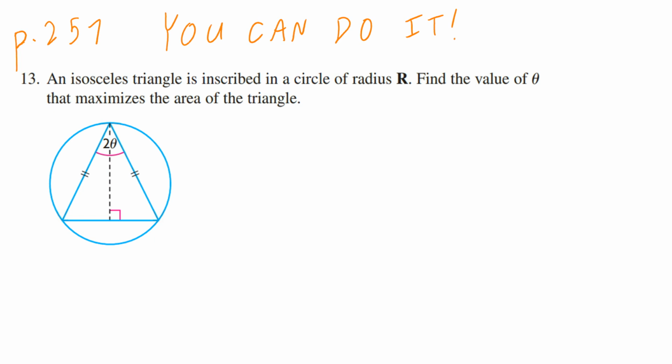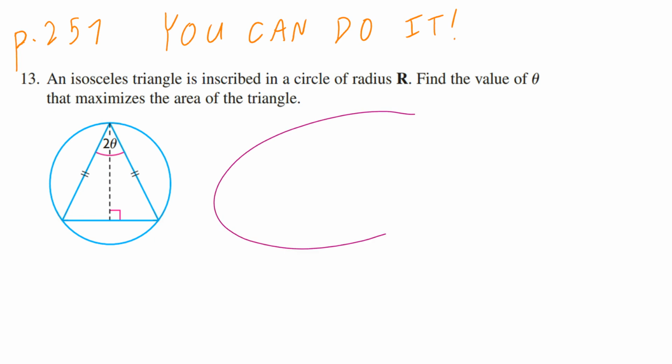Hi everyone. Let's take a look at number 13 on page 257. An isosceles triangle is inscribed in a circle of radius r. Find the value of angle theta that maximizes the area of the triangle.